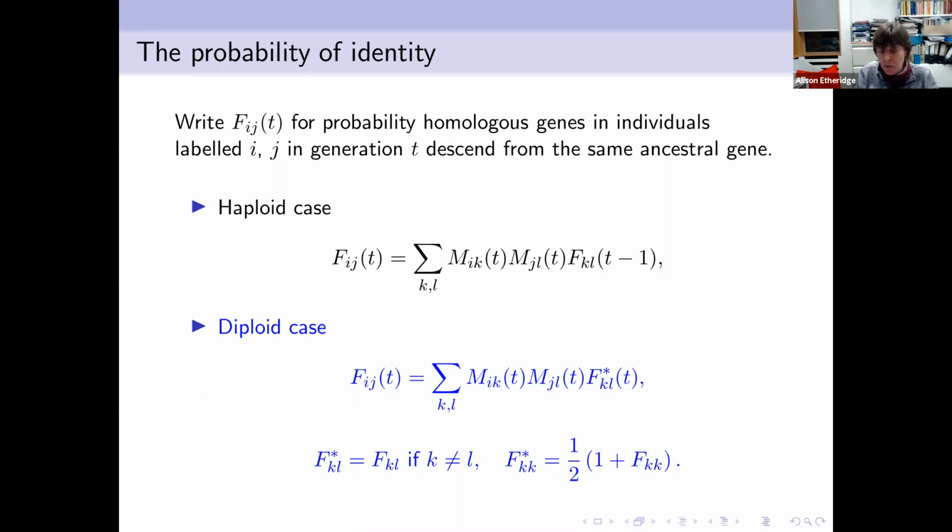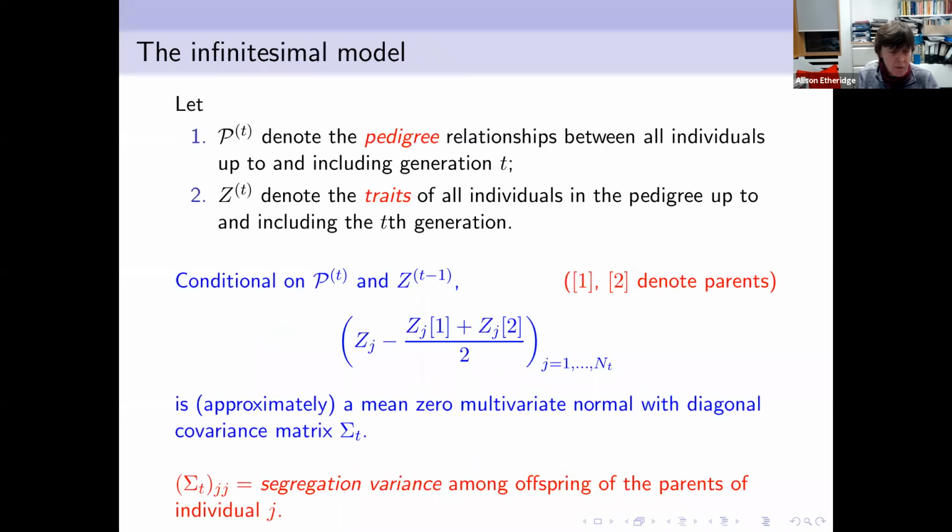And these matrices in large populations are very sparse. So actually, numerically, they're quite easy to handle, or at least they're quite easy for my collaborators to handle. Okay, and there's a slight twist in the diploid case because you have to worry about selfing.